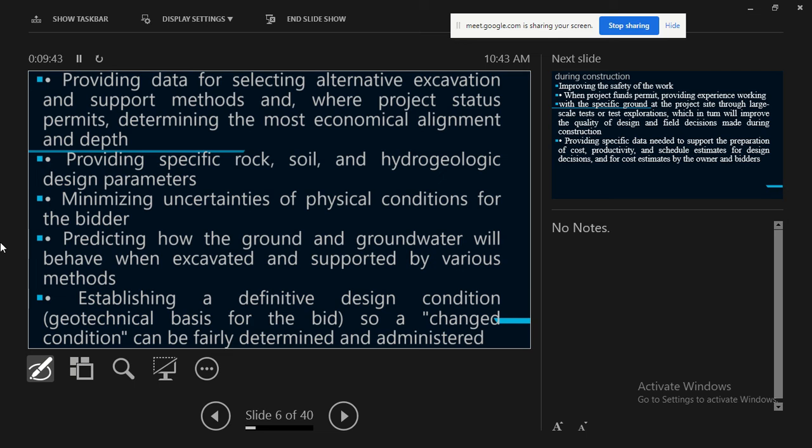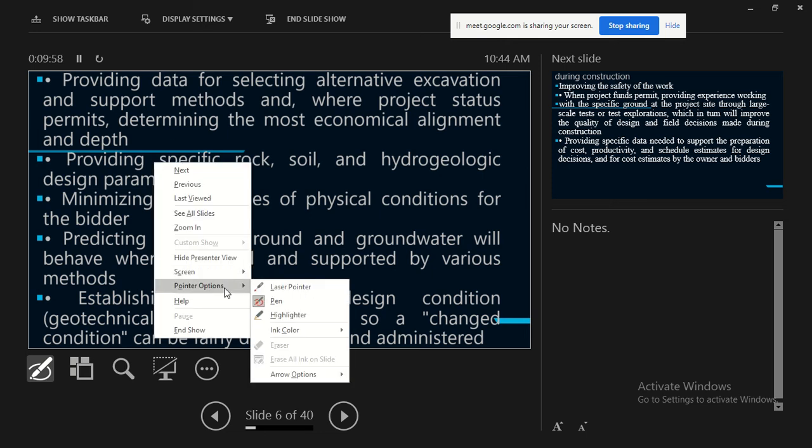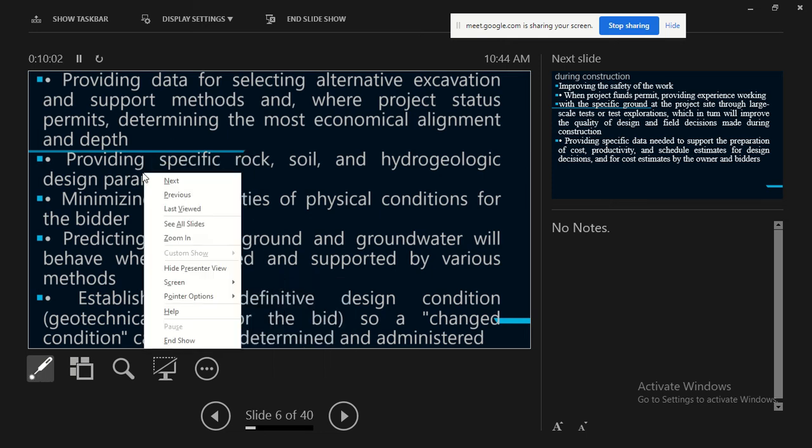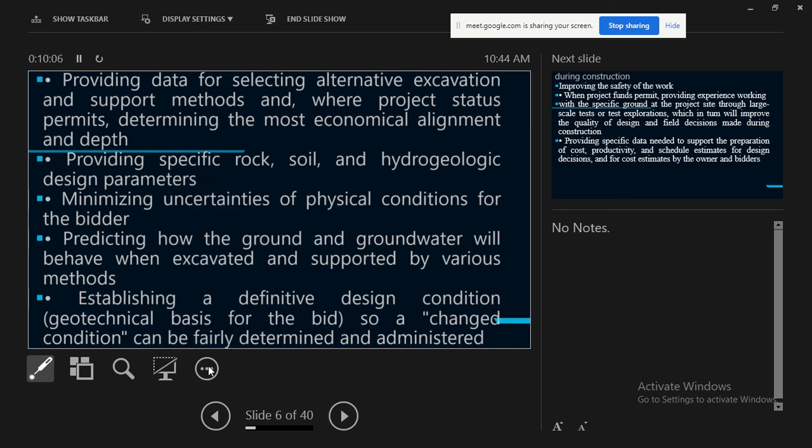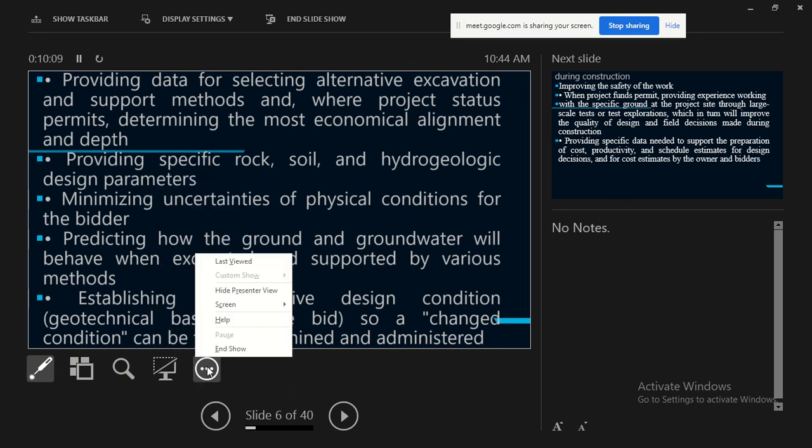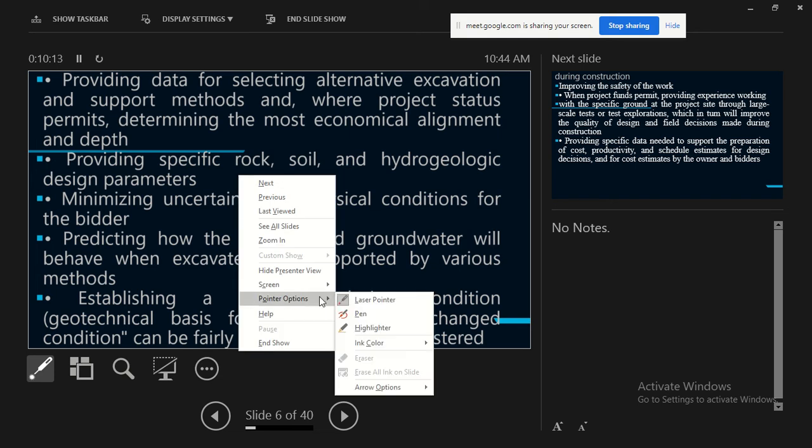So providing specific rock, soil, and hydrologic design parameters, minimizing uncertainty of physical conditions for the bidder, predicting how the ground and groundwater will behave when excavated, and supporting by various methods. Again, you realize that you are doing an excavation.